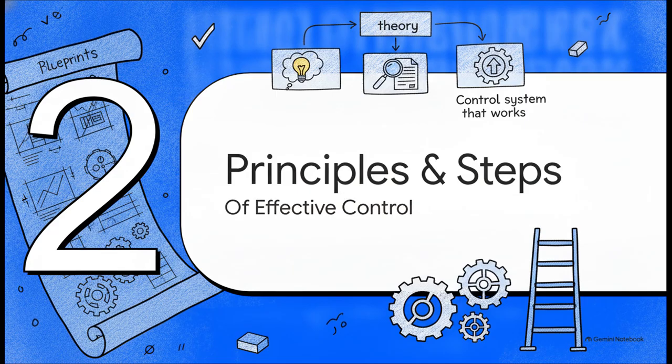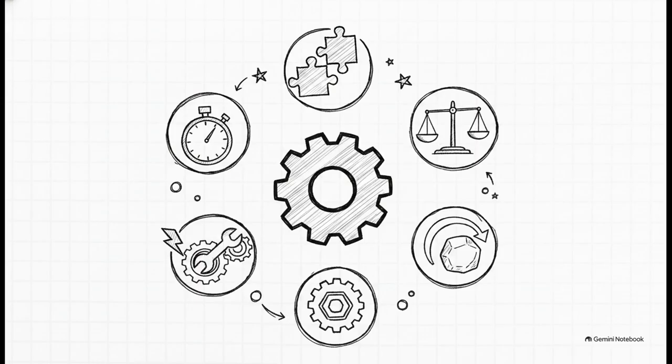Moving right along to section 2, principles and steps of effective control. So for control to actually work in the real world, you need a few core principles in place. First, it has to be suited to the task. I mean, you wouldn't track a CEO the exact same way you track a factory assembly line, right? It also must be completely objective. No personal bias is allowed. Flexibility is a huge one too. If your plan changes, your control system has to adapt right along with it.